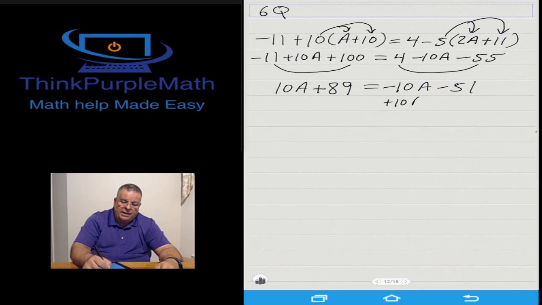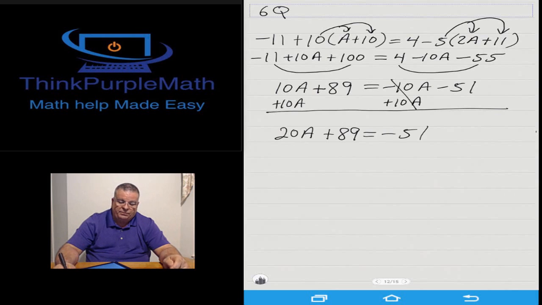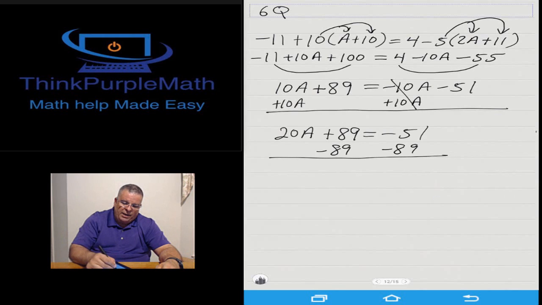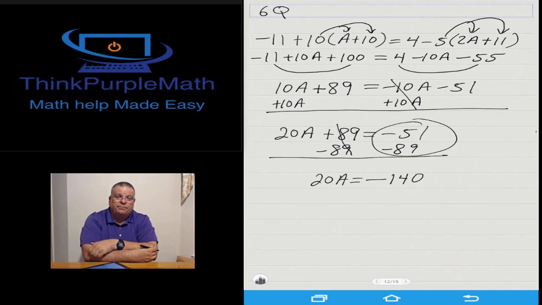I'm always going to try to get my variables on one side, and I'd like them positive. 20a plus 89 is equal to negative 51. So we're getting closer. Subtract 89 on both sides. And don't hesitate to use a calculator if you need to. Negative 51 minus 89, it's the same as them being added. And that's going to give us negative 140 if we combine those two numbers.